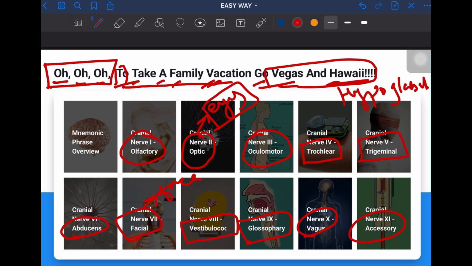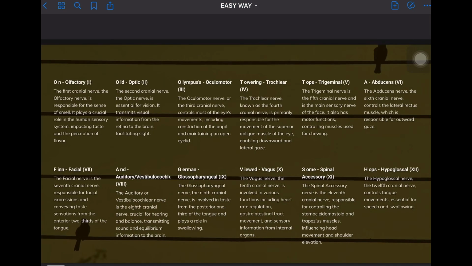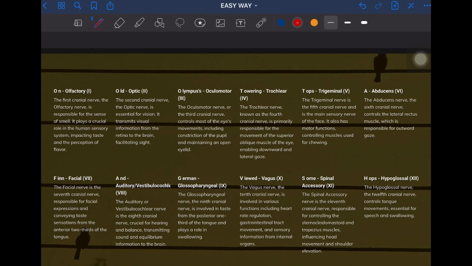So now we will see each and every nerve in depth. So let's see. First is olfactory. What is it used for? It is the first cranial nerve, and is responsible for the sense of smell. Olfactory is for smell, remember. Olfactory is related to the nose, related to smell. It plays a crucial role in the human sensory system, impacting taste and perception of flavor.